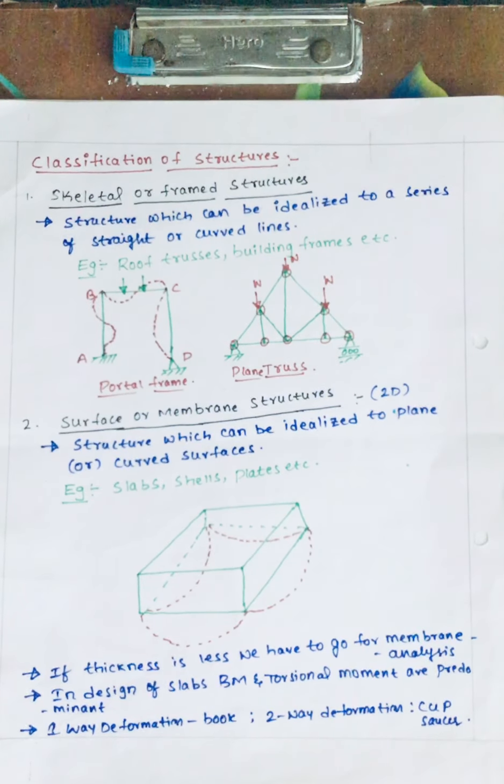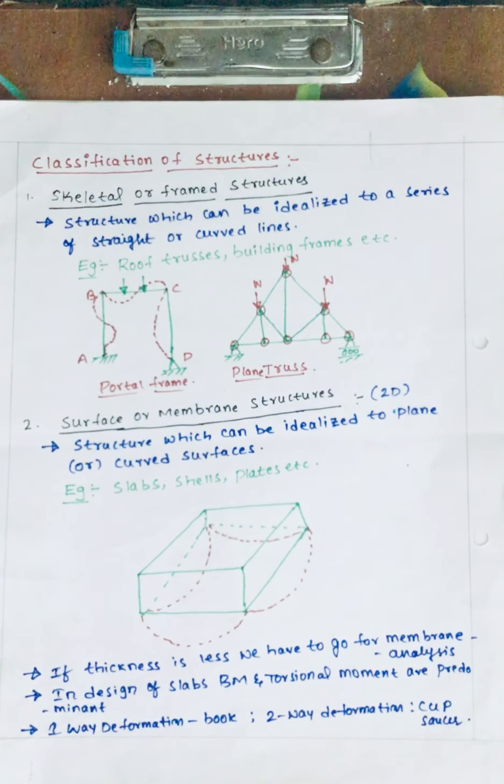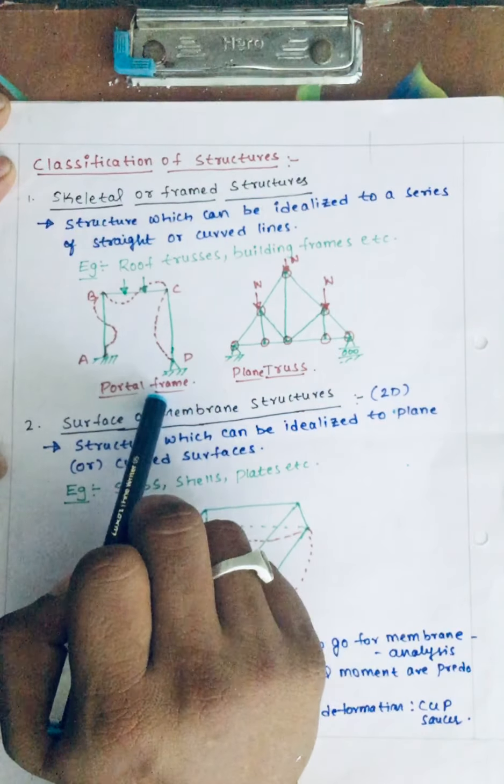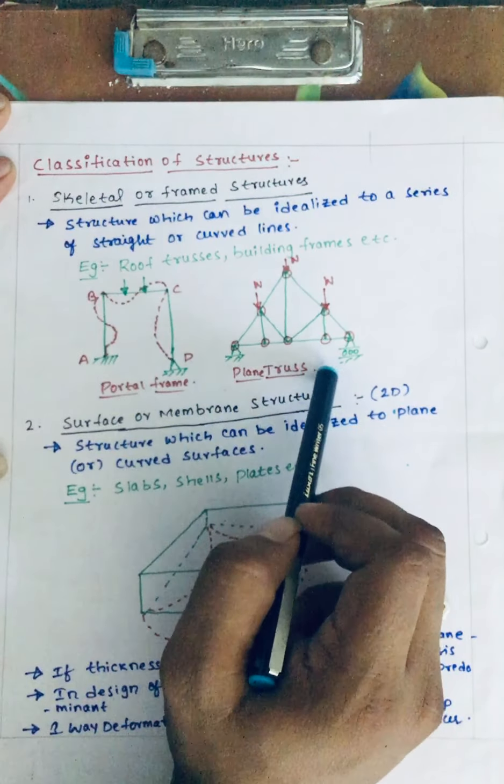And the next one is classification of structures. Once we have taken the assumptions, we will have different types of structures which you see in your day-to-day life. So the first one is skeletal or framed structures. So this is a portal frame over here, and this is a plane truss over here.